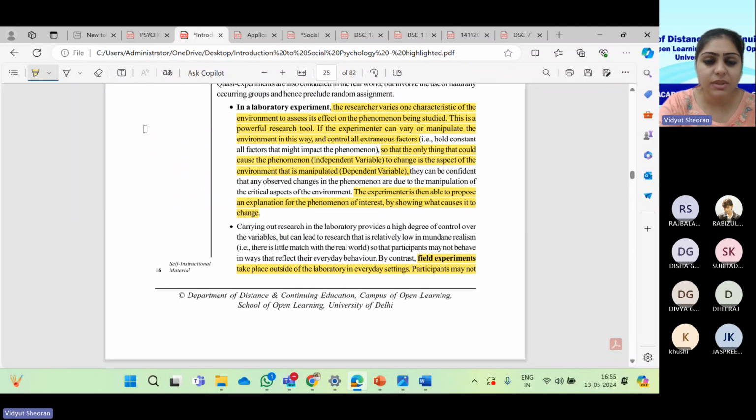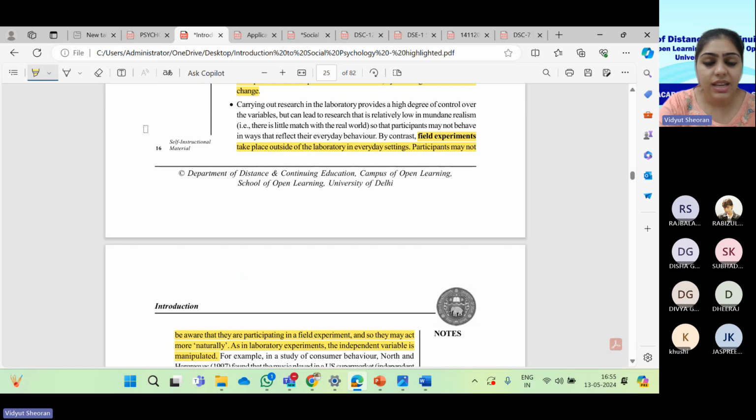Field experiment takes place outside the laboratory in everyday setting. Yes, everyday setting doesn't mean you everyday need to go for a field experiment. Everyday setting means a normal environment setup in which people are living, in which people are doing their everyday tasks. Because in laboratory setup, the situation is very much made up. It is very much controlled. But in field, it is not made up.